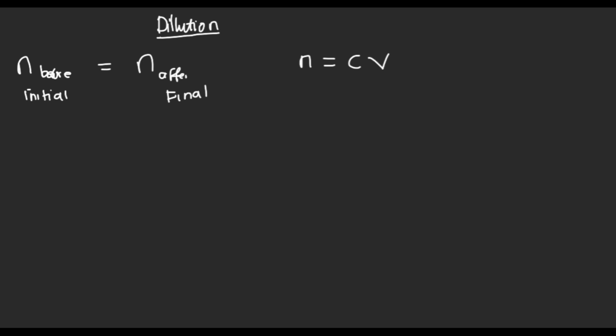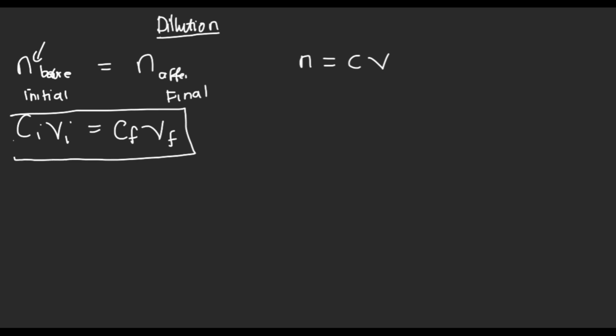Since we are saying that the number of moles before and after dilution remains the same, then where there is N we can put CV. So we'll say Ci times Vi, which tells us that the initial concentration multiplied by the initial volume must be equal to the final concentration times the final volume. So this is the formula that you are supposed to use whenever you are dealing with dilution.